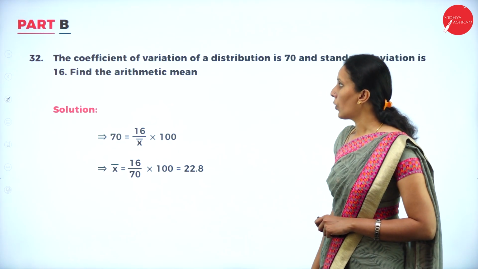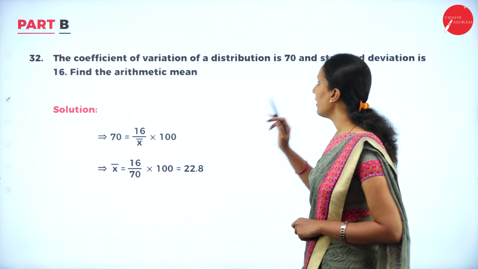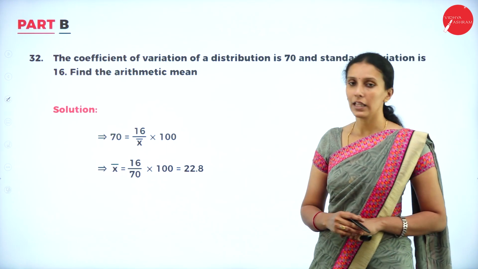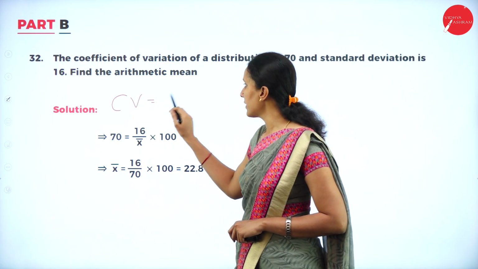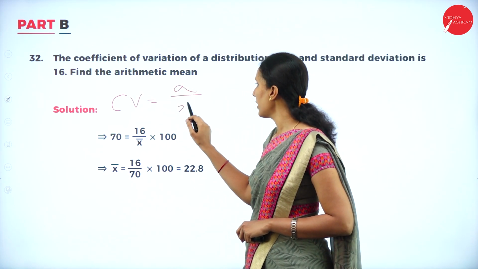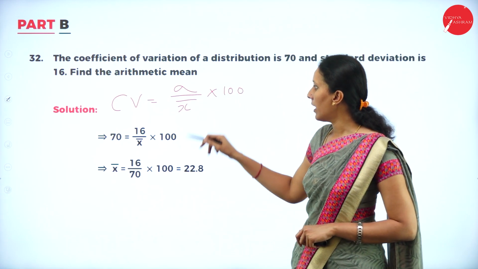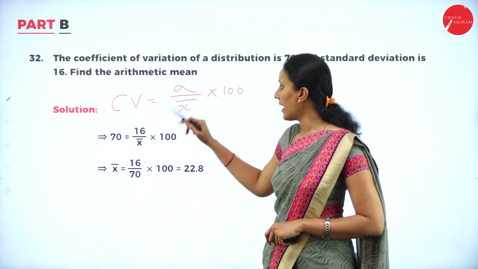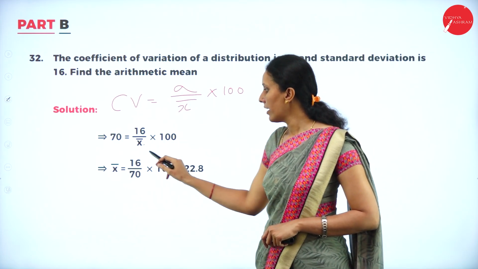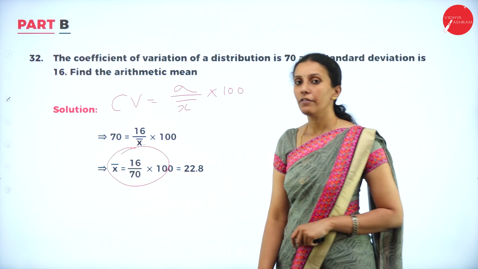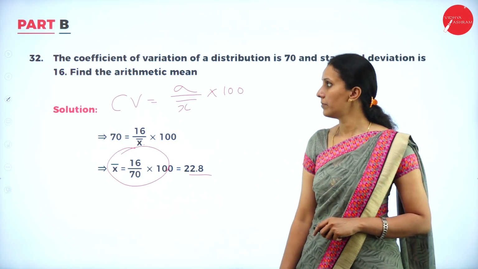Next one, the coefficient of variation of a distribution is 70 and standard deviation is 16. Find the arithmetic mean. So here we know the formula CV is equal to standard deviation divided by mean into 100. So using this formula, CV is 70, standard deviation is 16, x bar we need to find out, into 100. Rearrange this. After evaluating this, you will get the answer as 22.8.